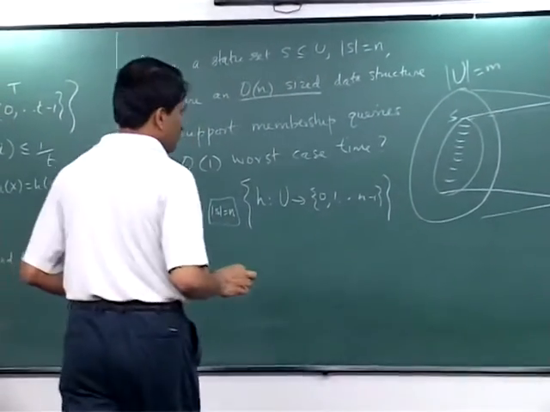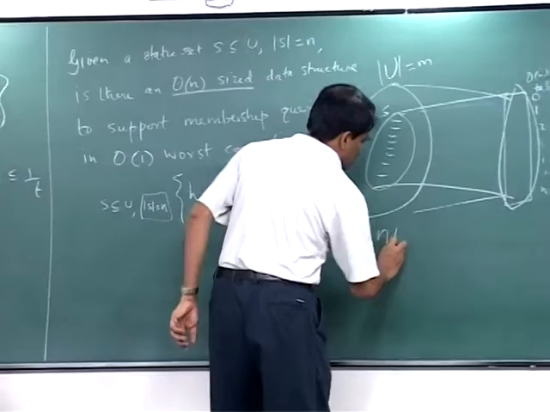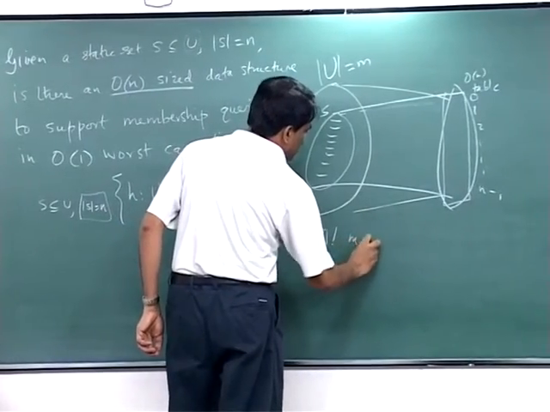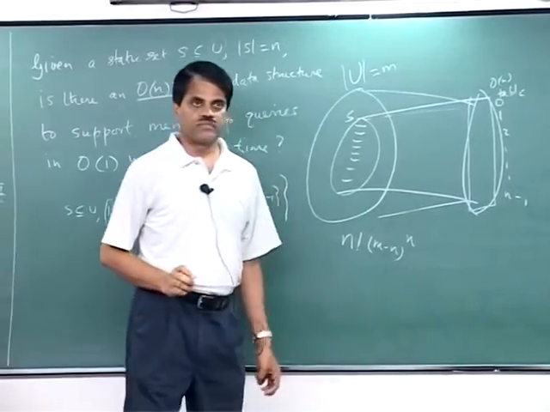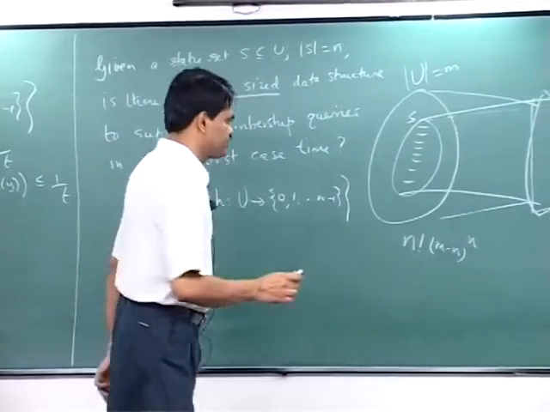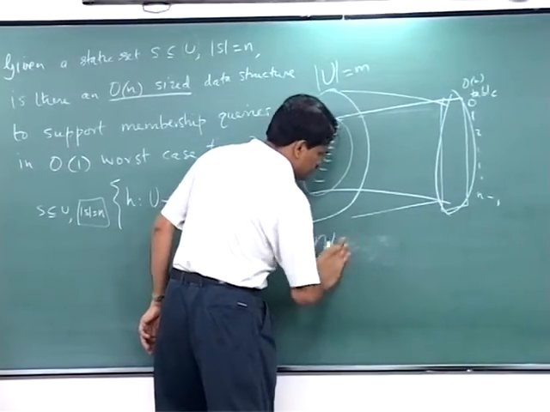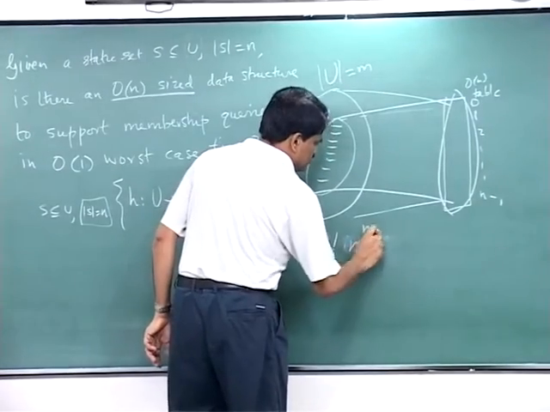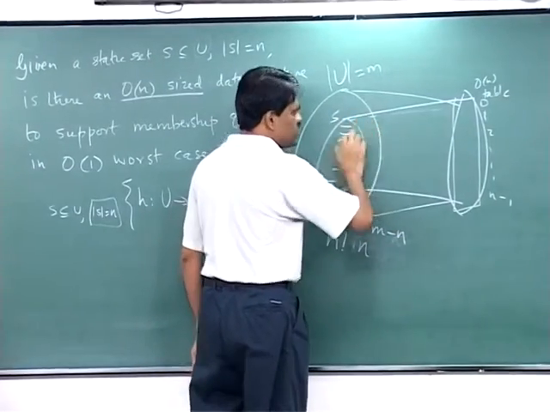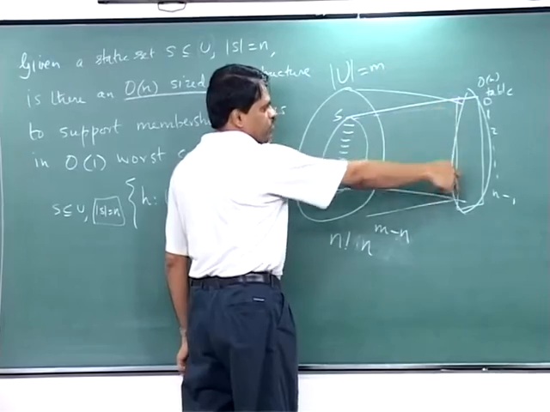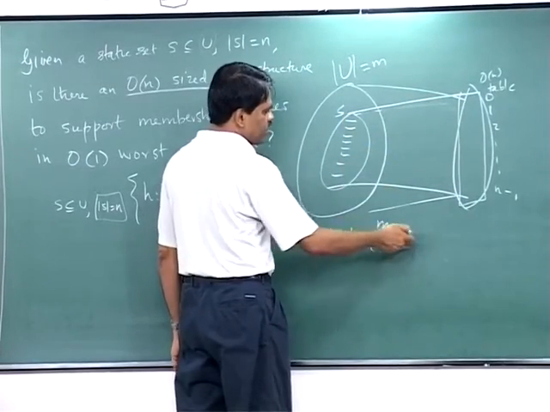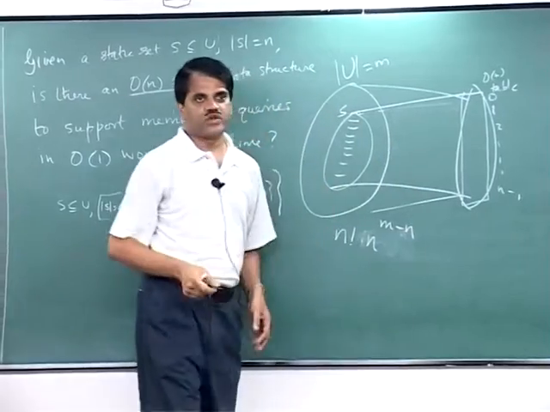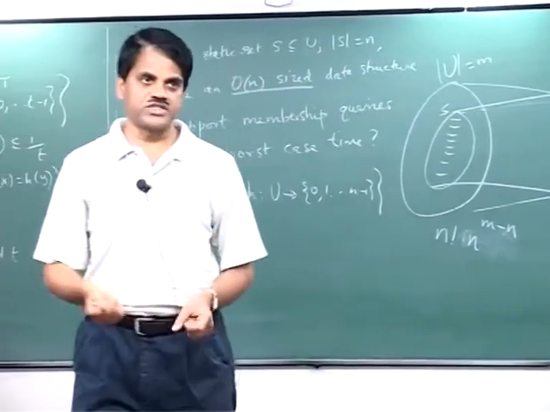N factorial times, for the remaining m minus n, you can just go and map it to any of the n locations, so n to the power m minus n. These n elements, map them uniquely in one of the locations. There are n factorial ways of doing it. The remaining m minus n elements, just go and map them to any of the n locations. There are so many such functions.